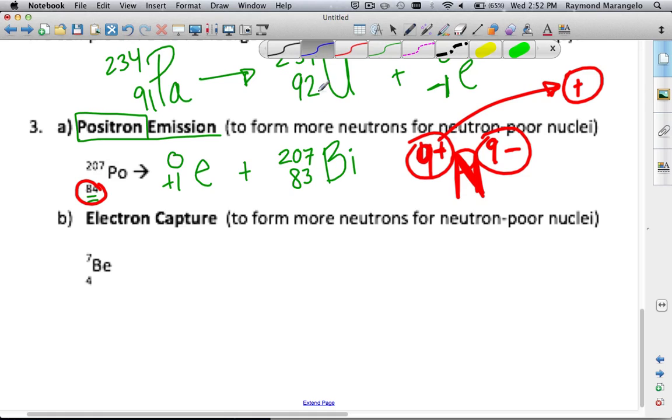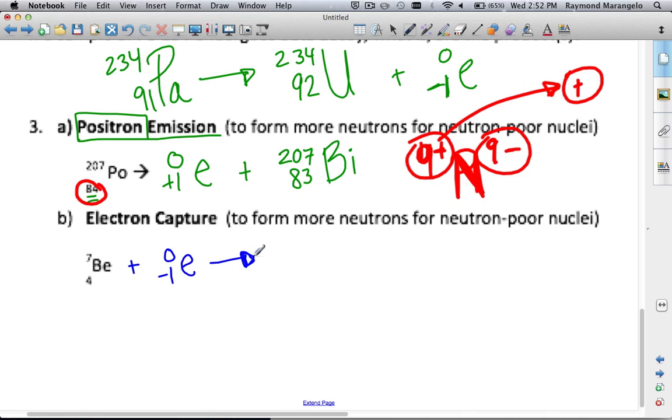Electron capture. Let's do electron capture. So here is beryllium 7, and it's going to capture an electron. So the electron weighs nothing. There's the electron. So beryllium is still going to weigh 7, but it's not going to be beryllium anymore, right? It's actually going to be lithium now, because its number of protons went down to 3. How did that happen? Because here you have kind of a similar thing.